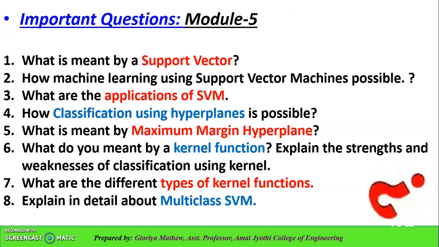Now let's discuss some important questions from module 5, which are listed here. In this module, we discussed these main points. What is meant by support vector? How is machine learning using support vector machines possible? Applications of SVM, classification using hyperplane, then maximum margin hyperplane. What is meant by kernel function, and what are the strengths and weaknesses of classification using kernels? Nonlinear kernel, then types of kernel function, and multi-class SVM.